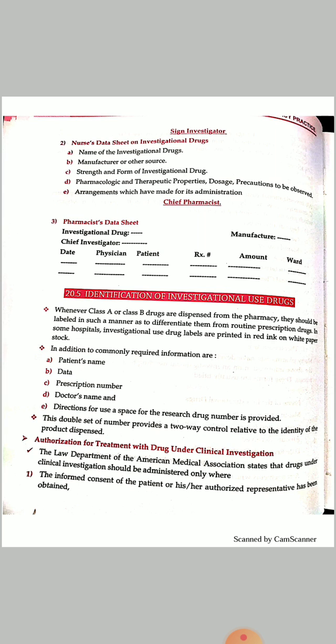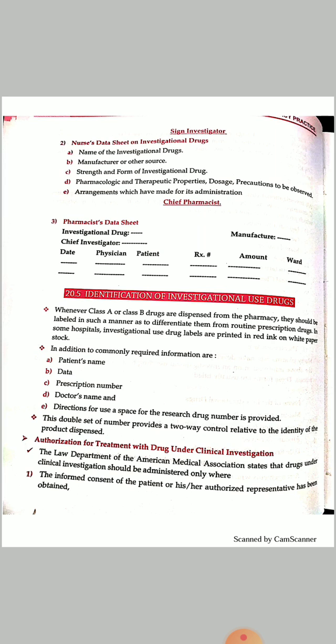And next is the identification of the investigational use drug. Whenever the class A and class B drugs are dispensed from the pharmacy, they should be labeled in such a manner as to differentiate them from the routine prescription drugs. In some hospitals, investigational use drug labels are printed in red ink or on a white paper stock.